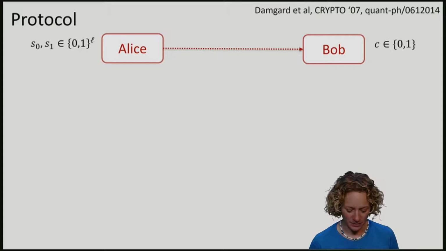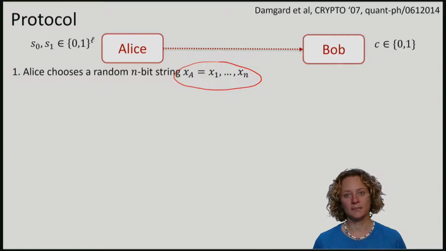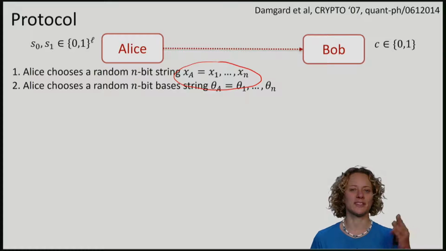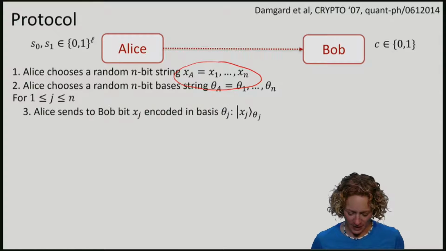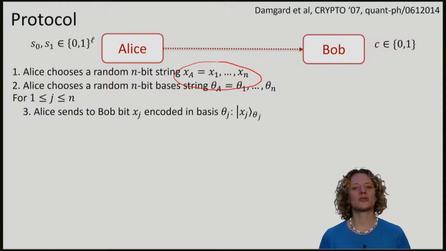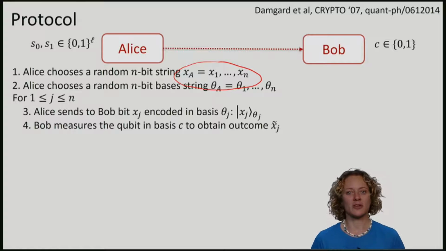Alice chooses an n bit string, x1 up to xn, and a basis string theta, where, as before, 0 is for the standard and 1 for the Hadamard basis. She sends to Bob the bit encoded in the basis. This time, however, Bob does not measure in a random basis. Instead, he measures in the basis corresponding to his choice bit C. If C is 0, he measures all of the qubits in the standard basis. If C is 1, he measures all of them in the Hadamard basis.